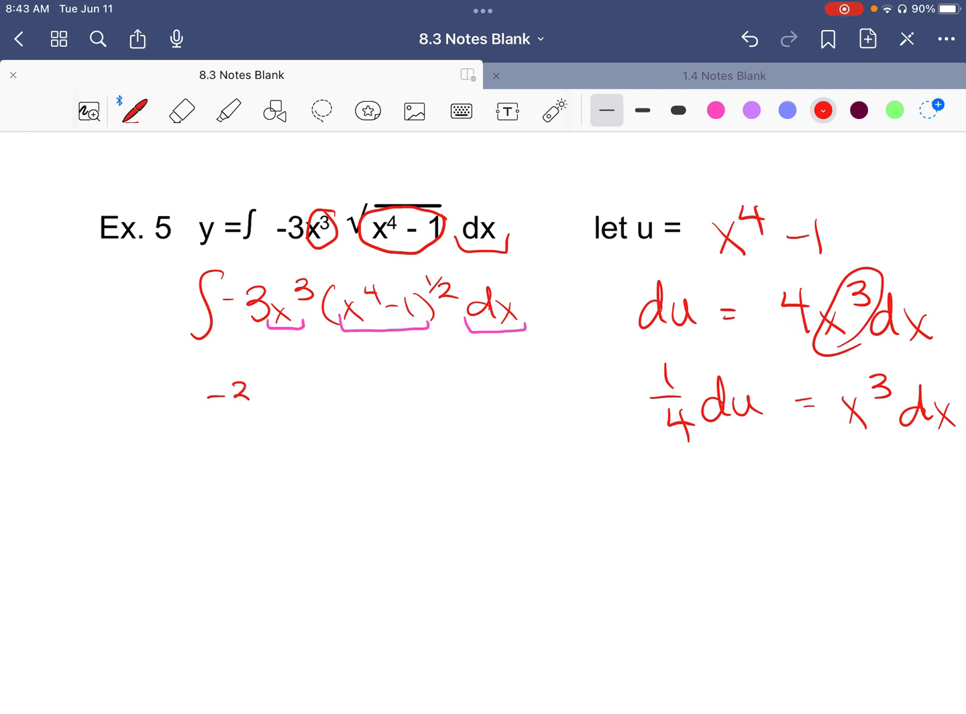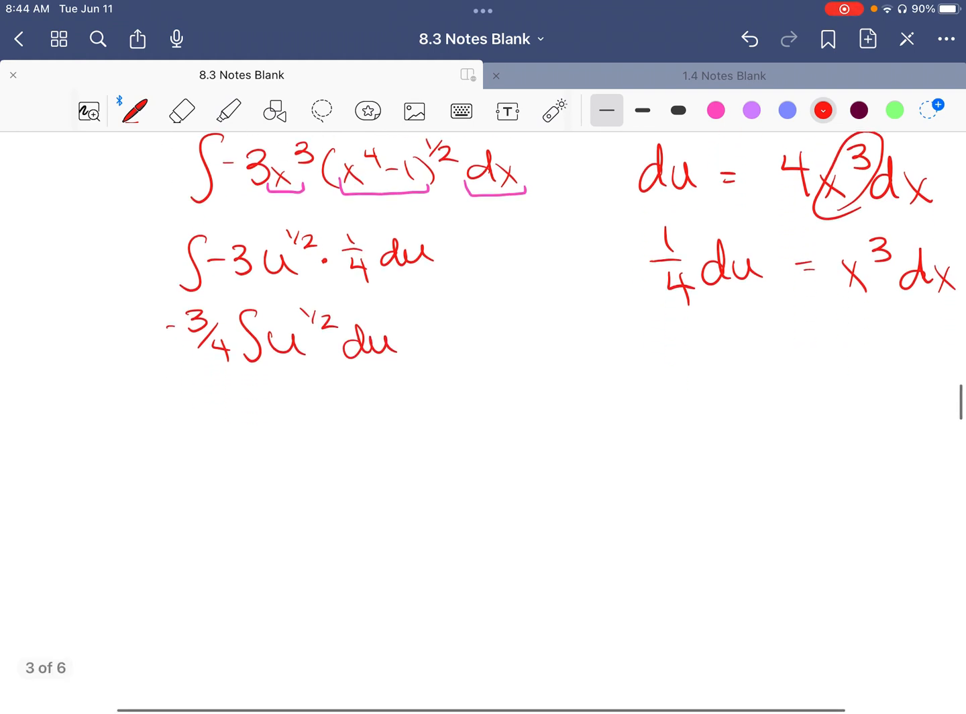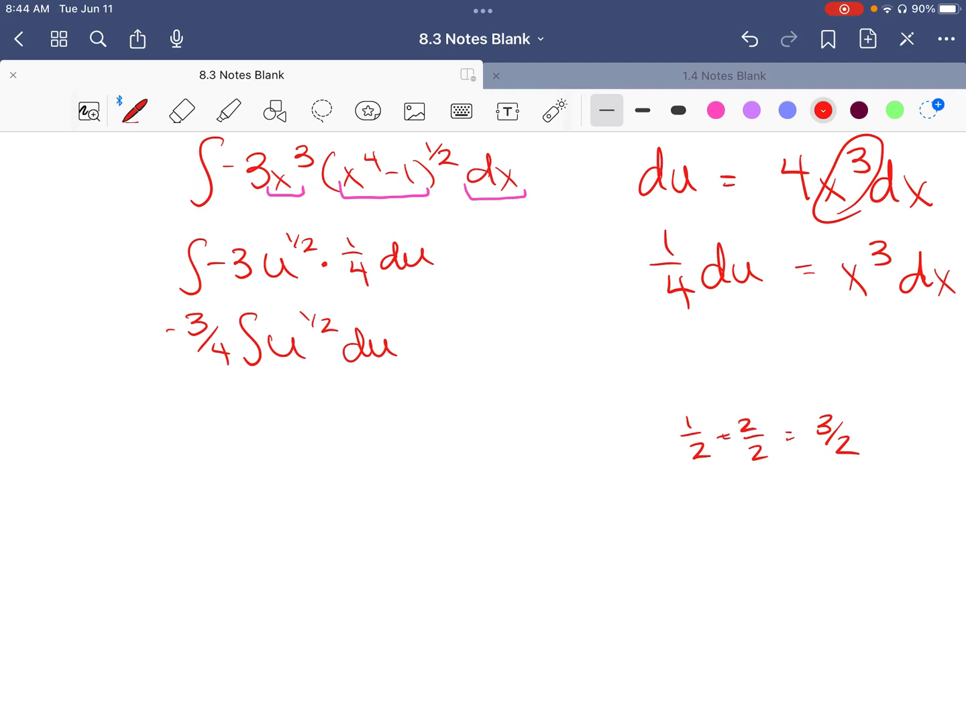So the integral of negative 3 u to the 1/2 times 1/4 du. Simplifying, we've got negative 3/4 integral of u to the 1/2 du. So when we increase the power, 1/2 plus 2 over 2 is 3 over 2. And we are dividing by 3 over 2, so that means we are multiplying by the reciprocal. So our negative 3/4 stays. We would be multiplying by 2/3 u to the 3 over 2 plus c.